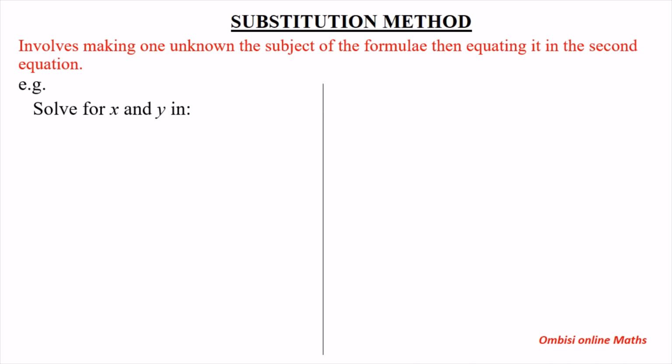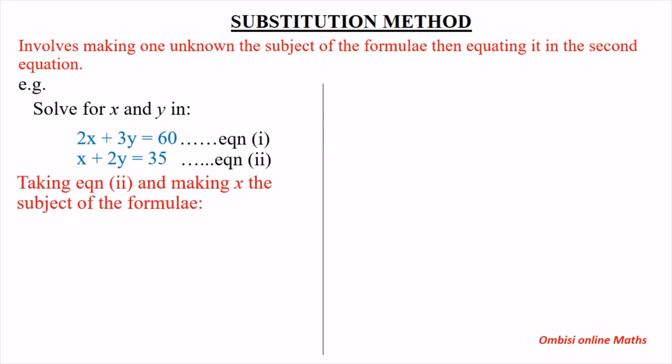You have to solve for the value of x and y in the following system of linear equations, that is 2x plus 3y equals 60, then x plus 2y equals 35. Now, looking at this system of equations, we can choose among these two equations which one is easier to make the subject of the formula. We can call this one equation 1 and this one equation 2. So equation 2 is easy to make the subject of the formula. So what do we do? We take equation 2 and make x the subject of the formula.